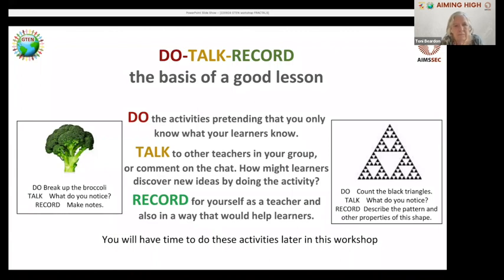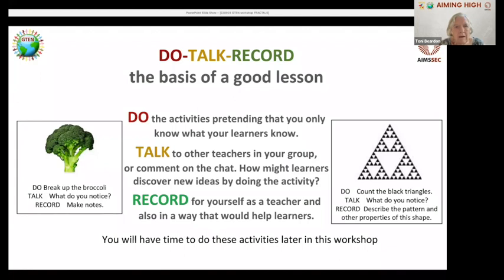The talking then helps us understand it, not just because of expressing it to other people, but in doing that, we are also expressing it to ourselves. And finally, in terms of the mathematics, the recording is the mark making, where we start introducing the notation and formalizing it. So Do Talk Record is a framework we use for the learning, the doing of mathematics, but also when we are working with our students, as Caroline mentioned. So it's very powerful, both for learners themselves and for teachers.